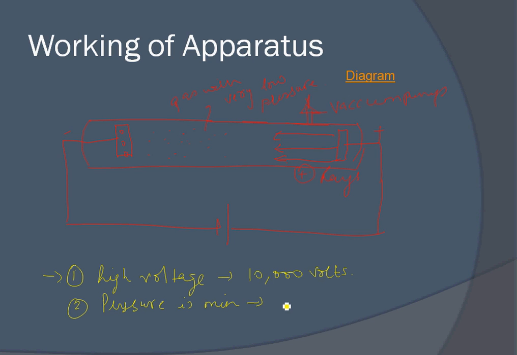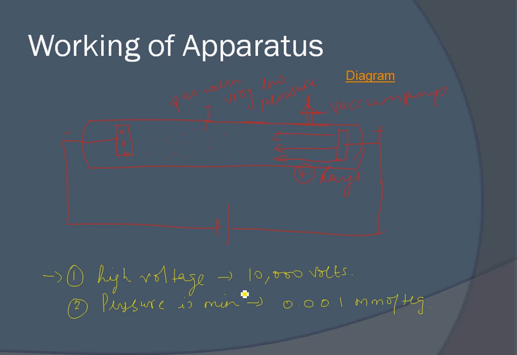That is, the pressure is about 0.001 mm of mercury. So at this pressure and at this voltage, what happens is, in the apparatus, there's a production of positive rays. A discharge tube having a perforated cathode is used here, with holes in it. The perforations or holes are to allow the positive rays to pass through them.